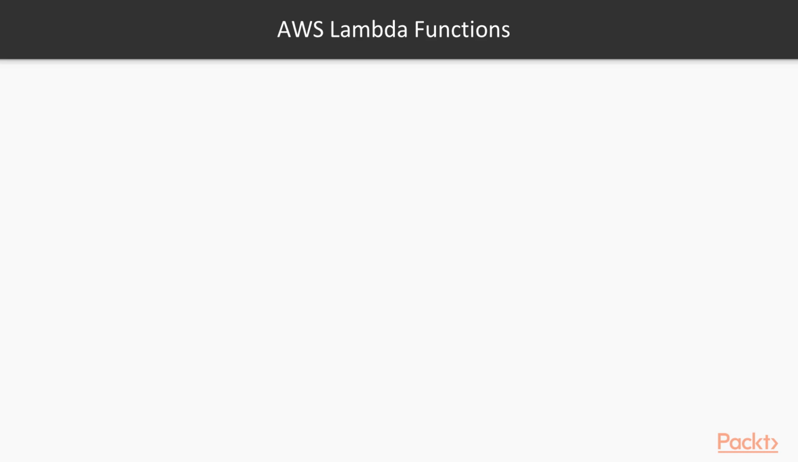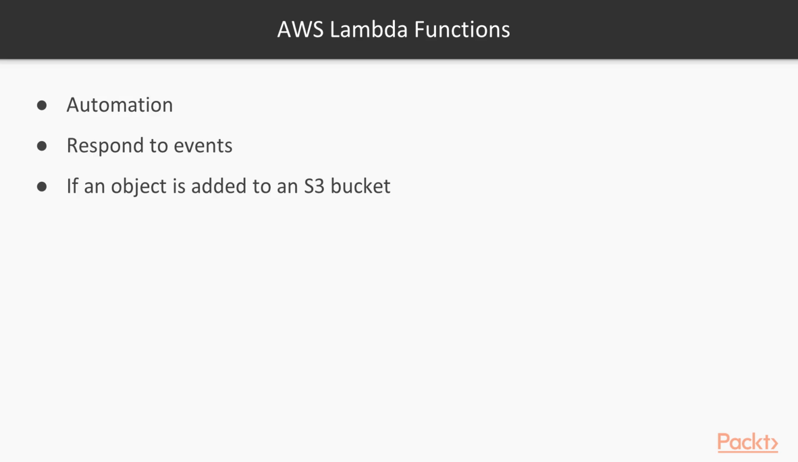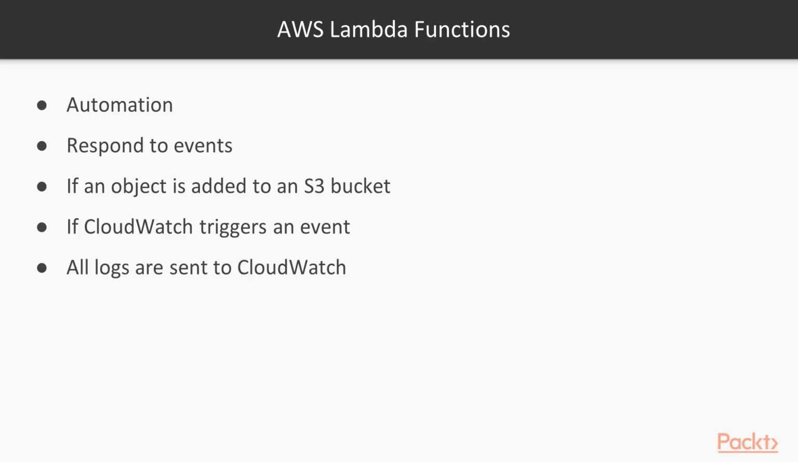Some of the most important use cases of AWS Lambda, the first is automation. So what you can do is use Lambda functions in response to events. A use case scenario, let's say you have a bucket defined in the Simple Storage Service. Let's say you want to add an event whenever an object is added to the bucket. Another use case, you could also use CloudWatch to trigger an event, and that event could again call a Lambda function. Now all logs for the Lambda function are sent onto CloudWatch, and we're going to look into detail in the next video when we look at logging for AWS Lambda.